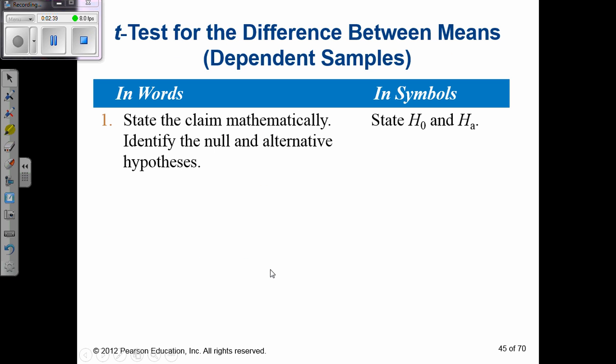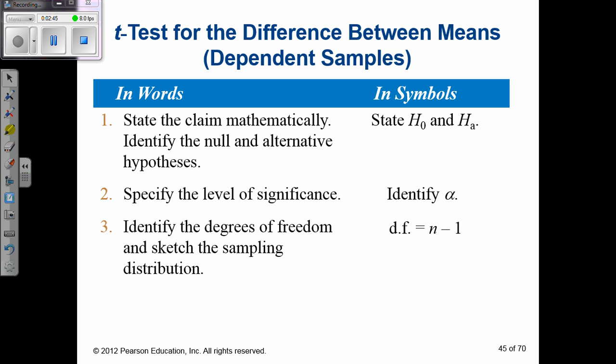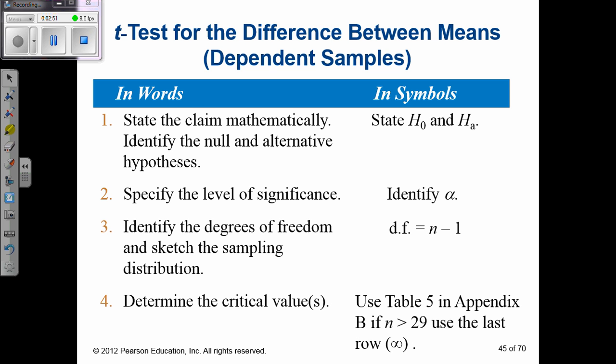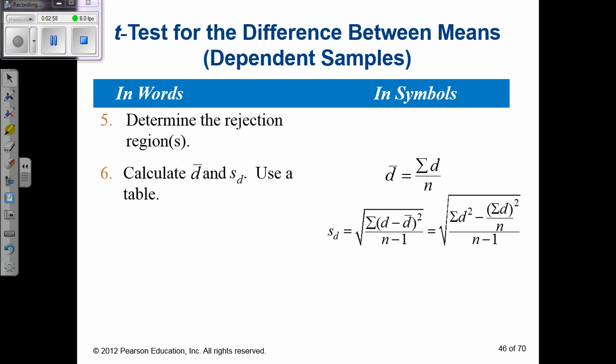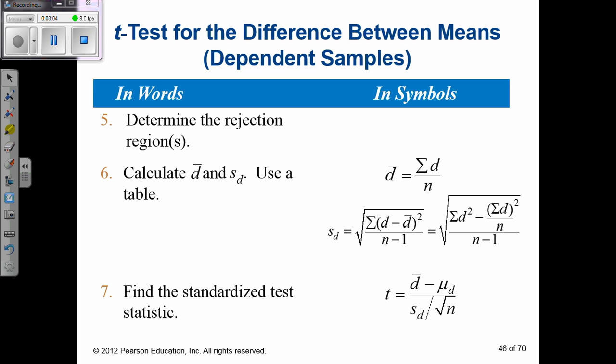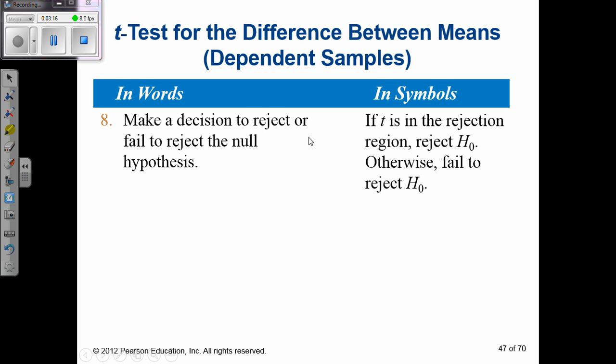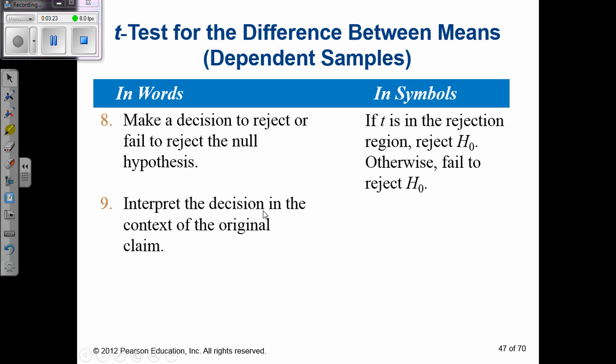So to do the hypothesis test, it's pretty similar to what we've always done. We state the hypotheses, we identify the significance level, we identify the degrees of freedom. In this case, it's the number of pairs minus 1. Determine the critical values from table 5, our t-distribution table. Then we determine the rejection regions using that critical value and the alternative hypothesis. We do these calculations, and then we find the standardized test statistic. We put all of these values in: D bar minus 0, divided by the standard deviation over the square root of the sample size. We make a decision. If t is in the rejection region, we reject the null hypothesis. Otherwise, we fail to reject the null hypothesis. And then we interpret it.